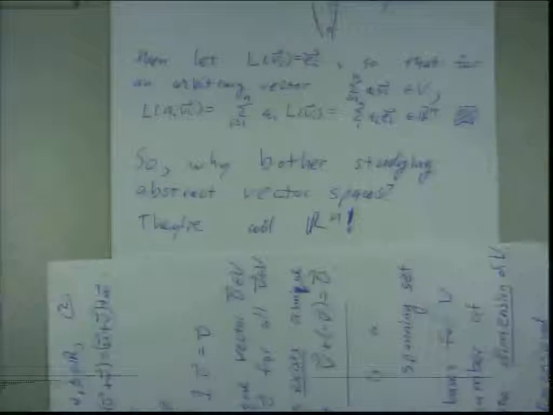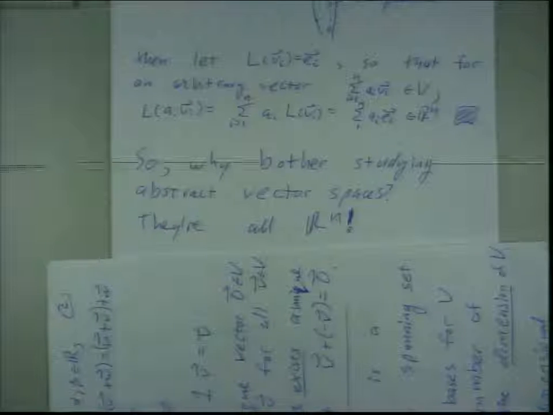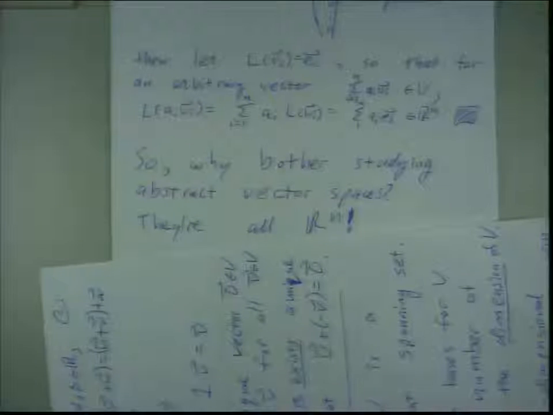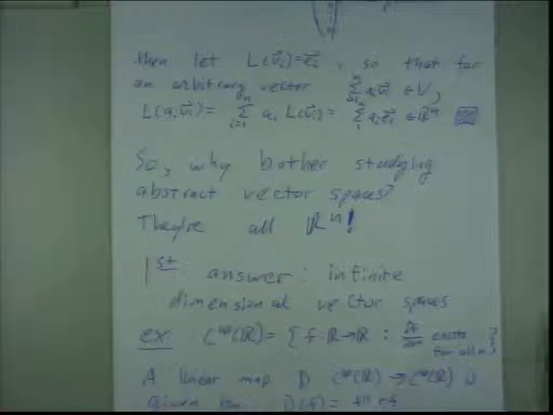So the first question I think any reasonable person would have is, so why do we bother? Why not just talk about R^n? Why do we even talk about vector spaces of dimension n? Because if they're all R^n, what's the difference, right? Why do we have to have this abstract definition with all these funny conditions?